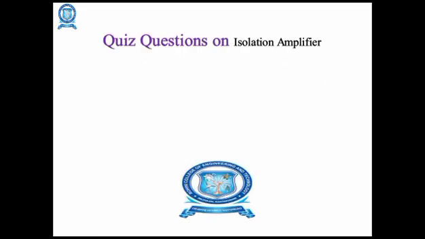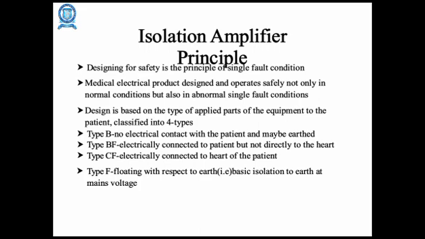The isolation amplifier principle is a basic principle of designing for safety, the single fault condition principle. Medical electrical products are designed to operate safely not only in a normal condition but also in an abnormal single fault condition. Design is based on the type of applied parts, and equipment applied to the patient is classified into four types. Type B has no electrical contact with the patient and may be earthed. Type BF is electrically connected to the patient but not directly to the heart. Type CF is electrically connected to the heart of the patient. Type F is floating with respect to earth. Basic isolation of the earth means voltage.